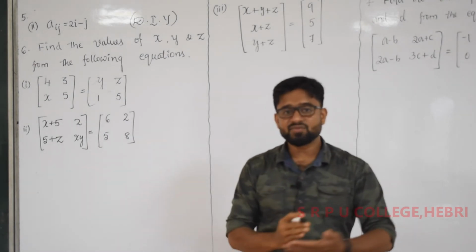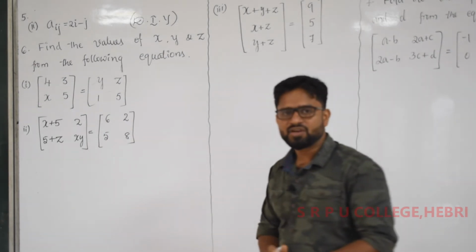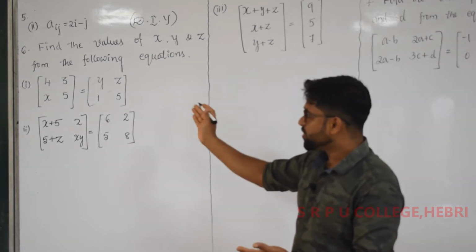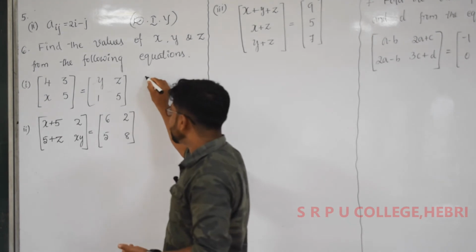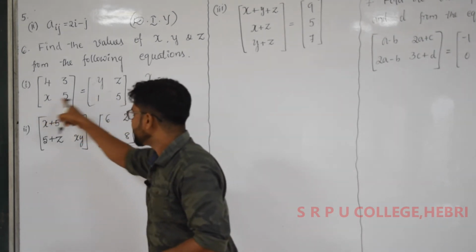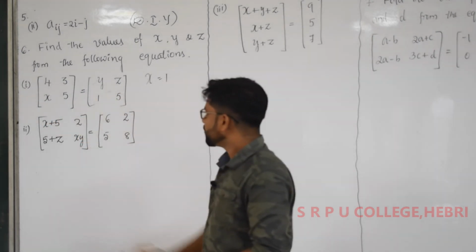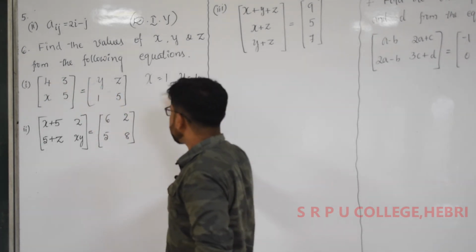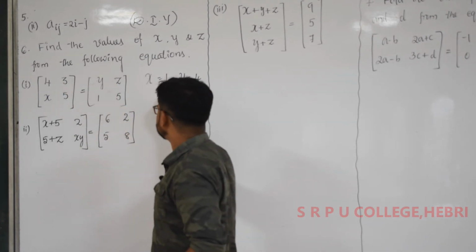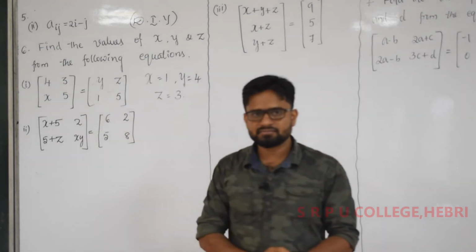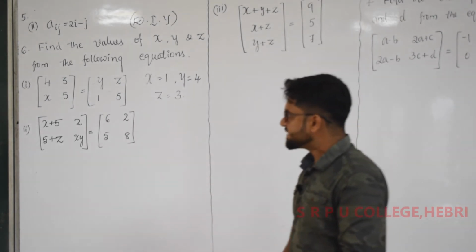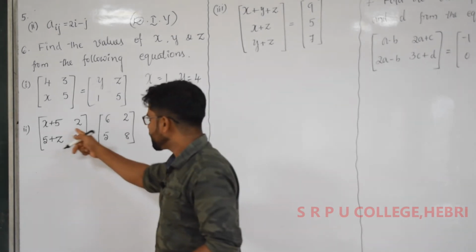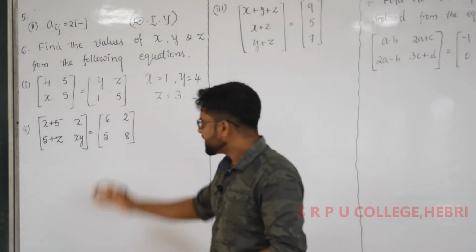Whenever two matrices are equal, their order should be equal and corresponding elements should be equal. By looking at corresponding elements, we can find x value, x equal to 1. What is y? Y is equal to 4. And z is equal to 3. Answer is ready.